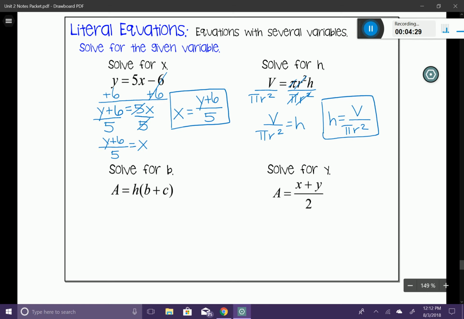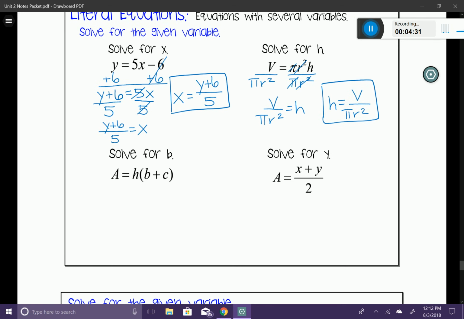Okay, let's look at another one. Let's solve for b in this example. Right now it's set equal to a, and I want to find the b. So I've got to work my way in. Just like working with regular one and two step equations, I need to work from the outside in. I'm going to first start by eliminating that h. It's being multiplied by the quantity b plus c. So I'm going to start by dividing both sides by h.